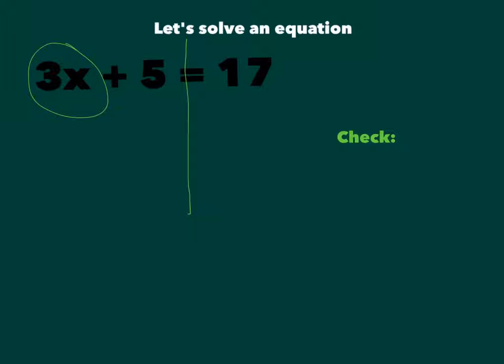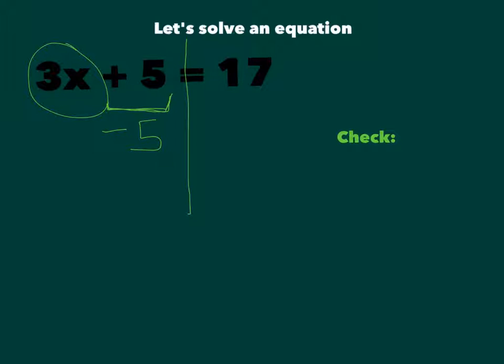Remember I said that there are 2 steps to solving an equation. The first step was either going to be addition or subtraction. Well, since we are adding 5 in this equation on the left-hand side, what we want to do is the inverse of addition or subtraction. We want to subtract 5.